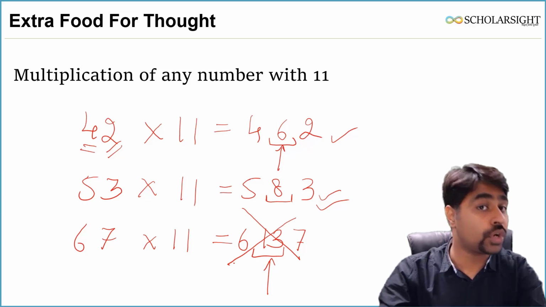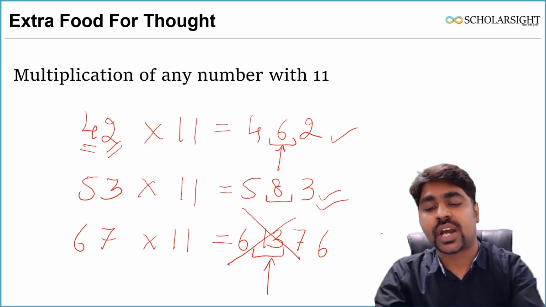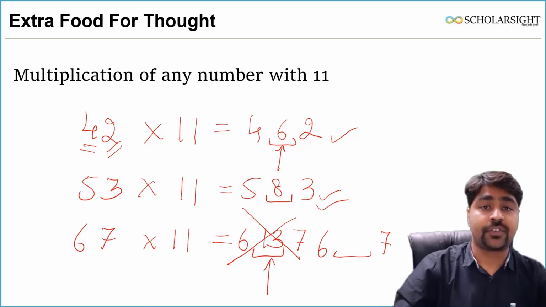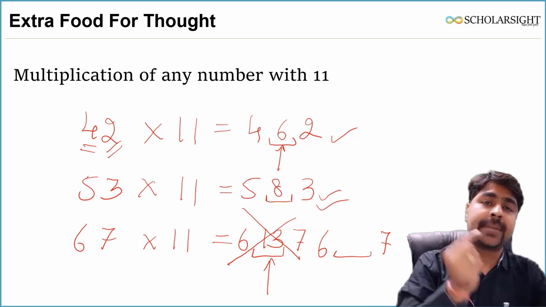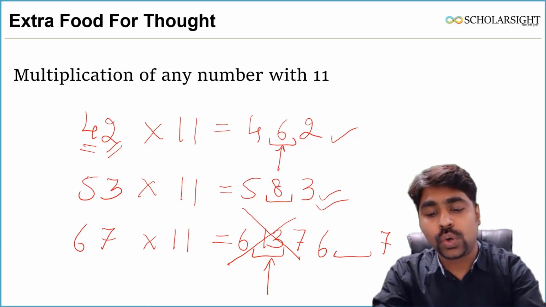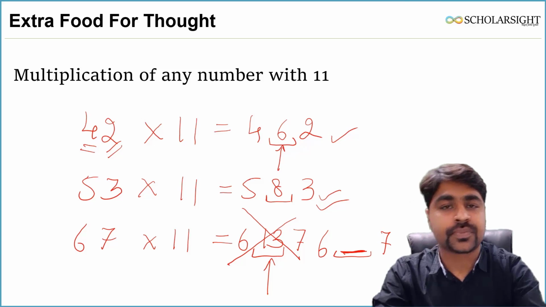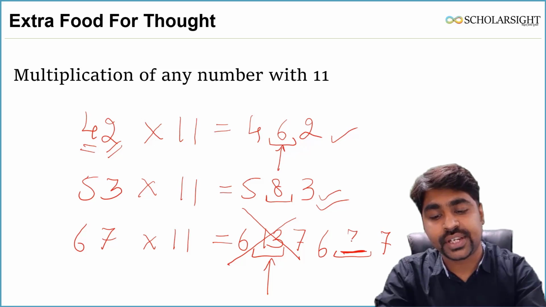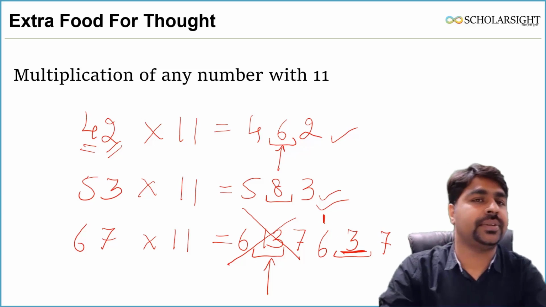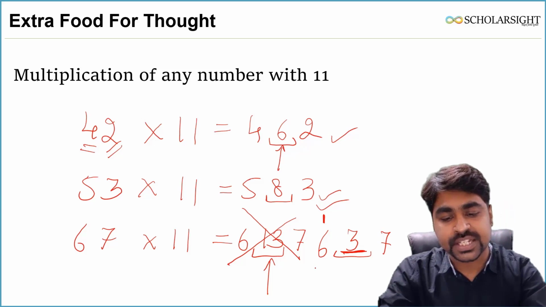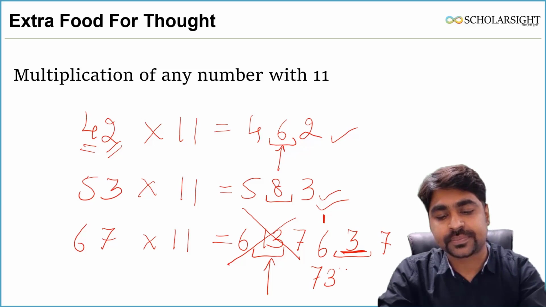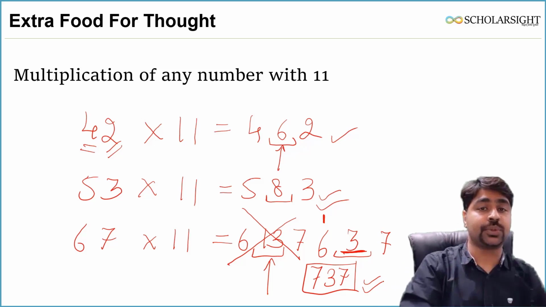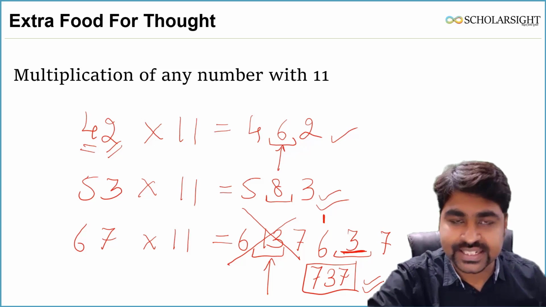No, it won't be. What you have to do? You have to write 6, you have to write 7, and in the middle, you have to write 6 plus 7, 13, but in a different way, because only a single digit can come here. But we have 13, 2 digits. So, what we will do? I'll write 3 and take 1 carry. That is, 6 plus 1 would be 737. And that was the food for thought I needed to discuss with you before moving to the next concept.